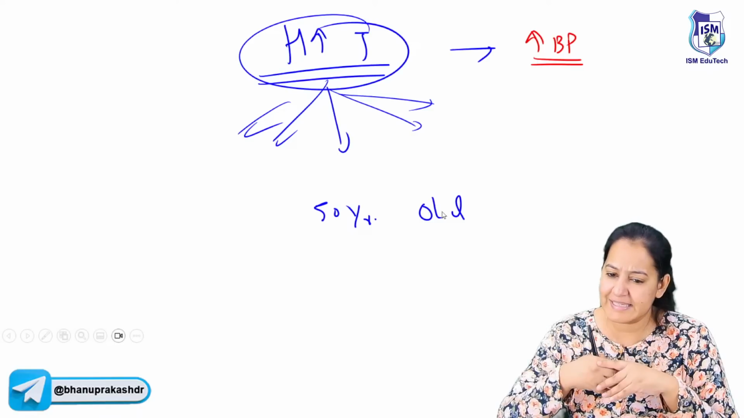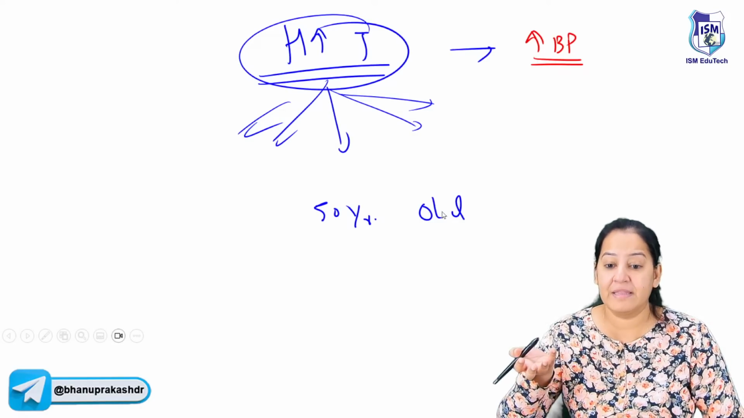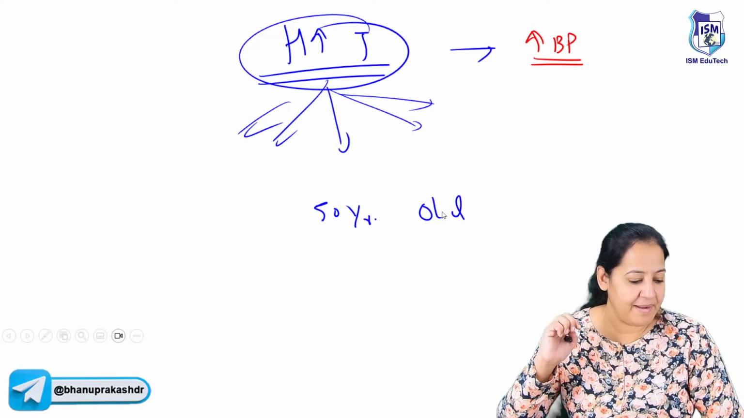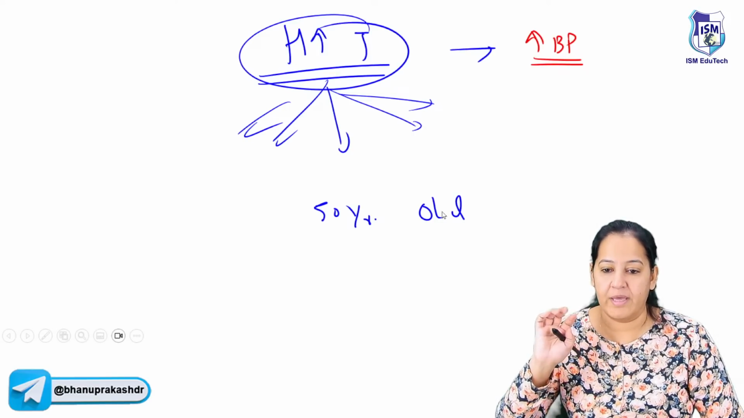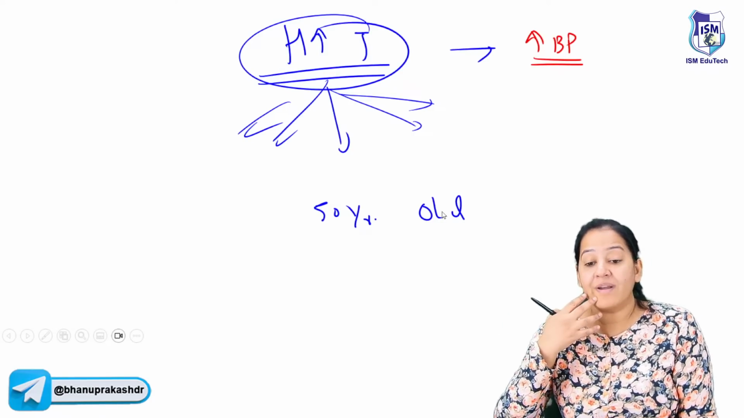So have you ever thought, why does hypertension occur? People say in layman's language, take the BP medicine, the BP disease has happened. So that is hypertension. Okay. So what is the disease?